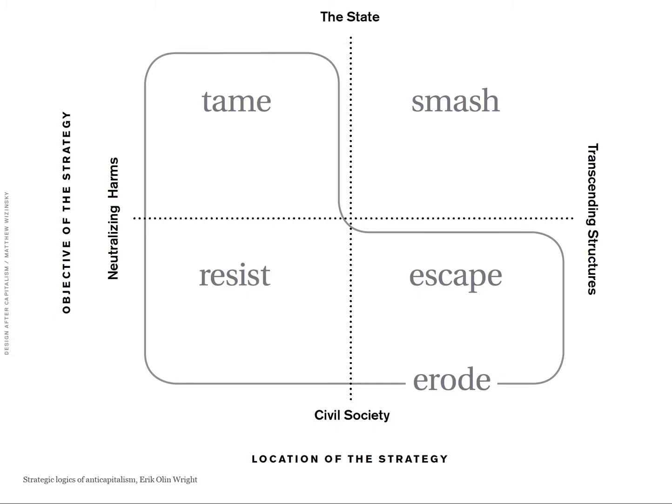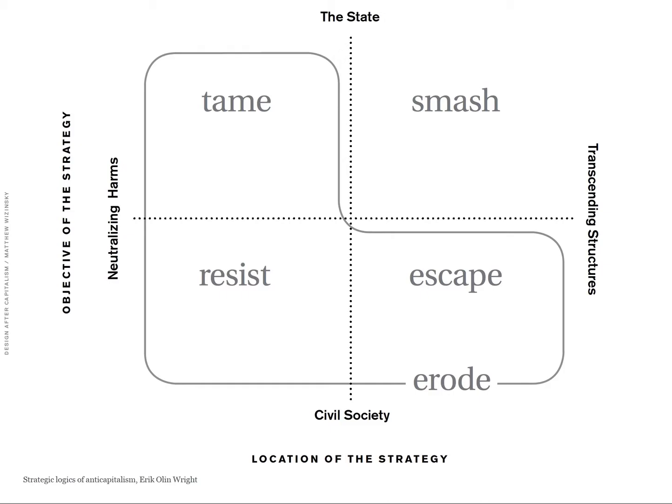And so one of the main ideas that I borrow from Wright, and I should mention that I greatly admired Wright. He became something of a mentor and a friend near the end of his life, and I really gained a lot from that short amount of time that we talked about these things. Was this notion of the strategic logics of anti-capitalism.